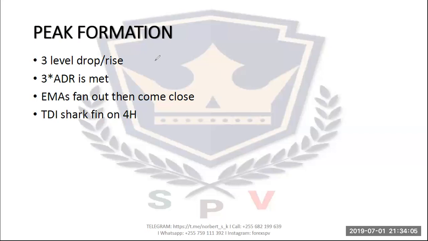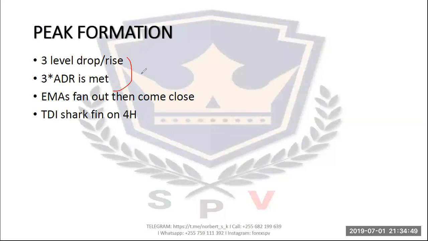So let's talk about the peak formation here. The first basic thing that you need to consider on a peak is that you should know that the cycle is complete. You should see the 3 levels drop or rise, the 3 times ADR is met. So the confirmations for a completion of a cycle should be there. The EMAs fan out, and then they're coming close to one another. And on the hour 4 time frame, the TDI is showing a sharp finger. Okay.